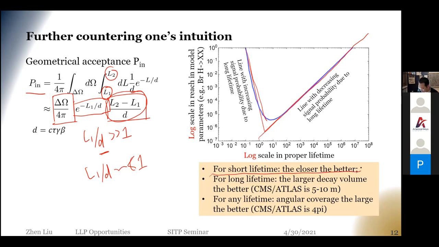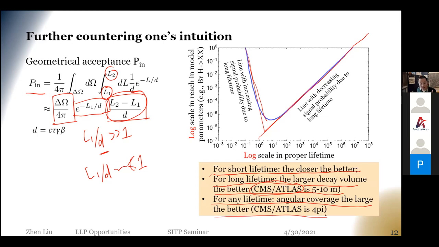that for short lifetime, the closer the detector, the better. We also get the idea that for long lifetime, the larger the decay volume, the better. Just to remind you, the ATLAS and CMS radius is 5 to 10 meters. The biggest far detector proposal, the luxury version, is 20 meters in height. And for any lifetime, it's clear the larger the angular coverage, the better.